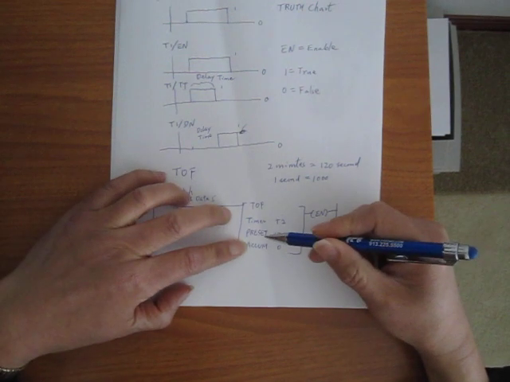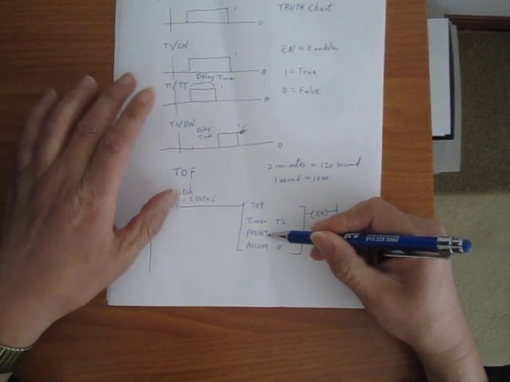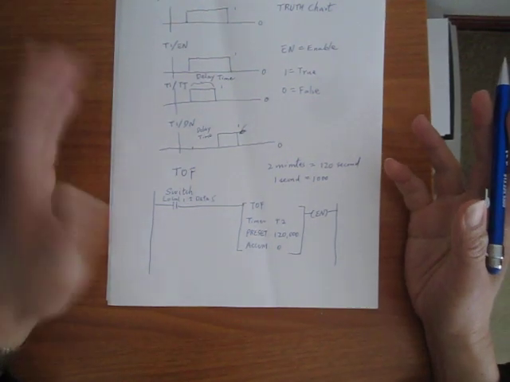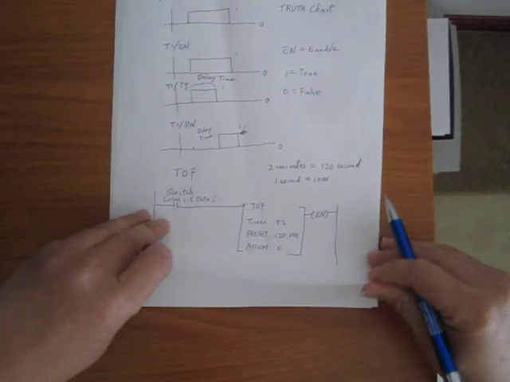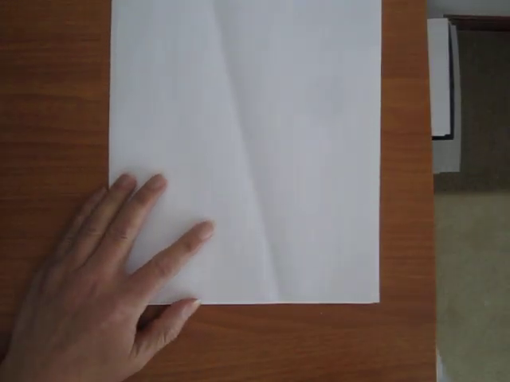When accum reaches preset, the status of DN will change. How does it change? We're going to take a look here. Now let's see. I'm still struggling a little bit with my logic, but I think I'm getting better here.